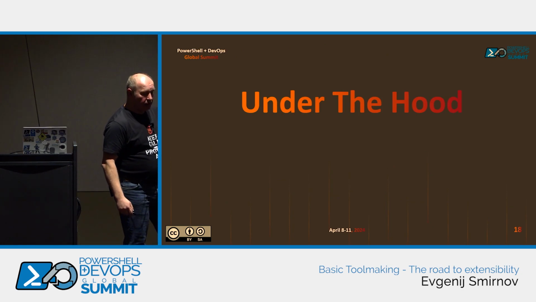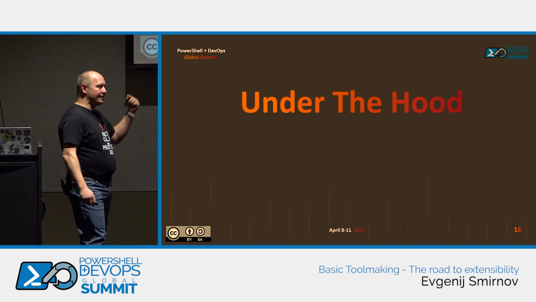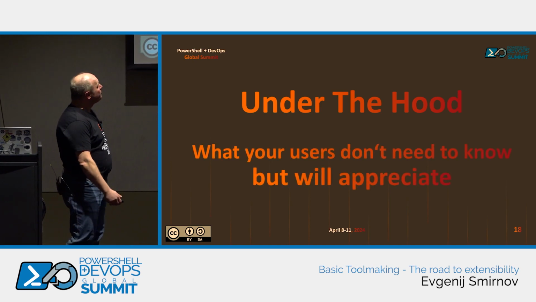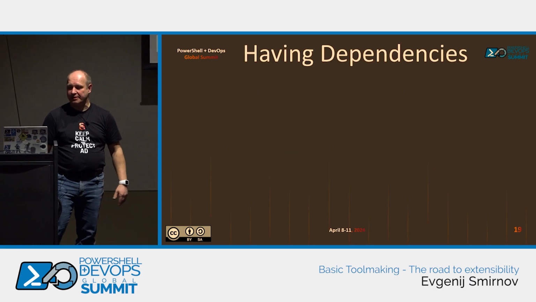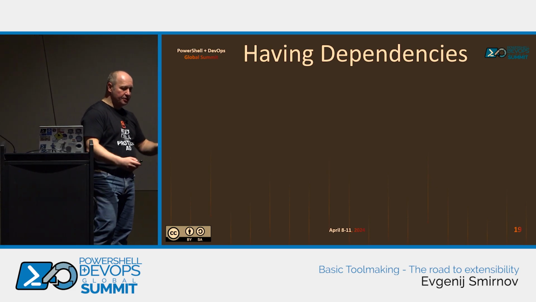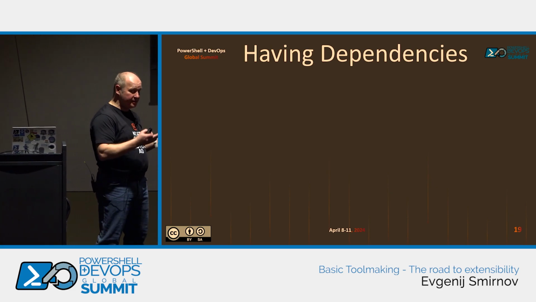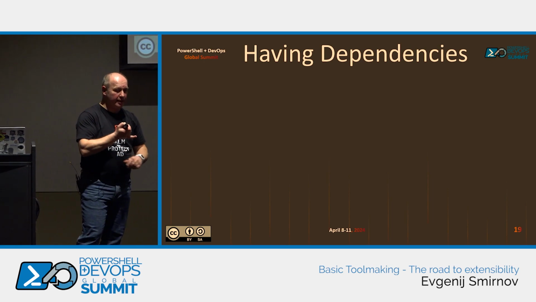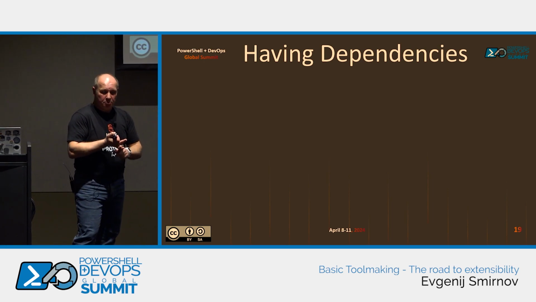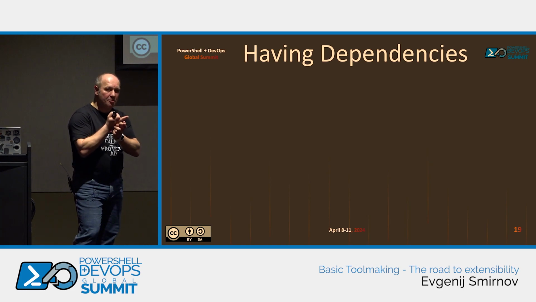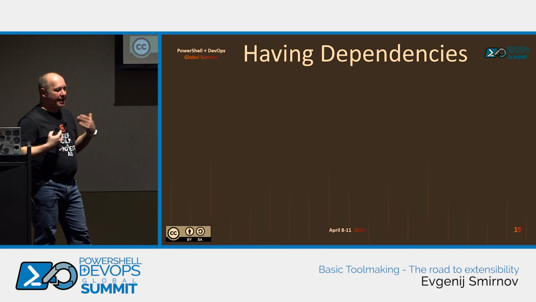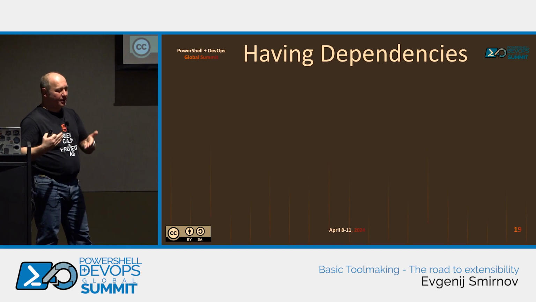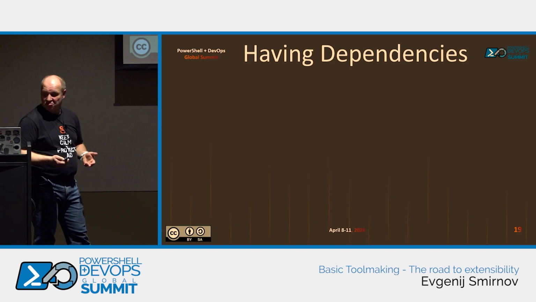Then there are things that your users will not see. This is basically the part in the middle with the hen. They still need to be done right to support extensibility. And the first thing I would like to talk about is having dependencies. Dependencies could be like running as administrator, presence of certain modules, certain operating system type and version, certain installed software, whatever your script depends on for running without failure.